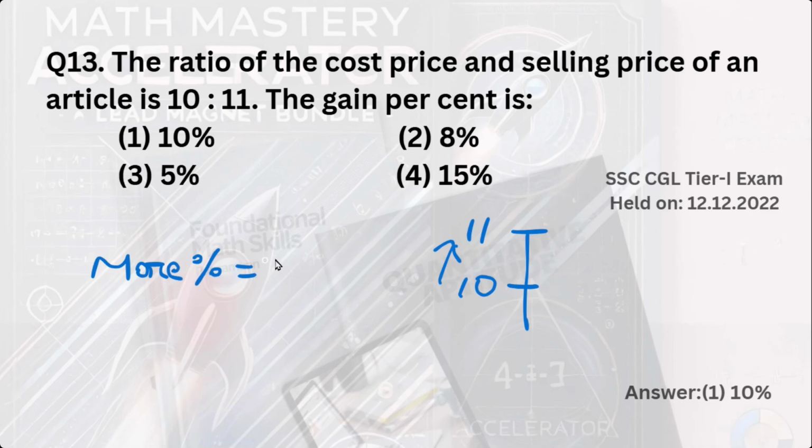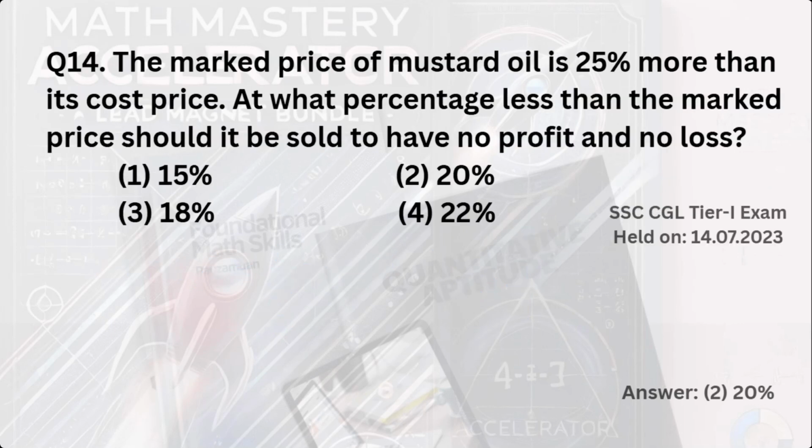Percent. 11 minus 10, 1, divided by the smaller number, into 100. So we have 10% gain. Next question, question number 14.